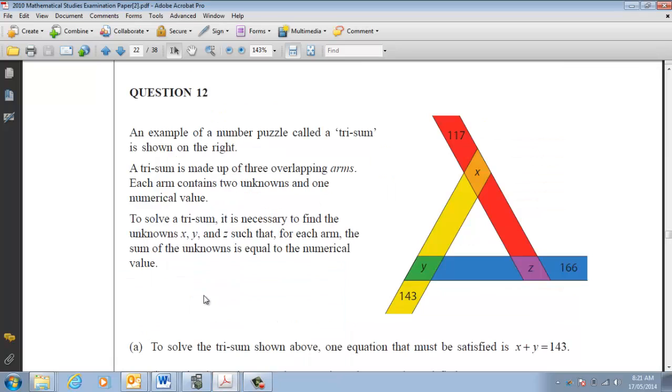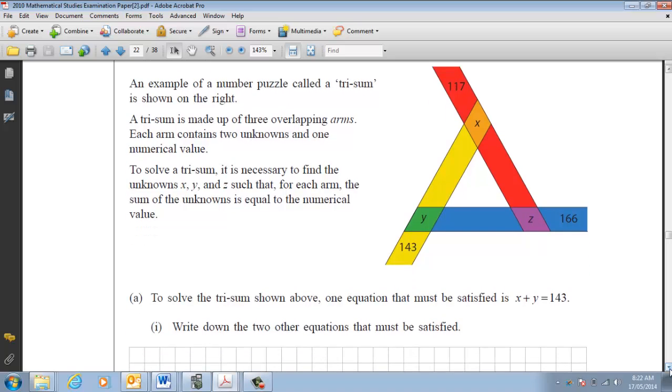In the 2010 exam, they have this thing called a trisum, and again it's a bit like the magic square. They've given you an example, so you say x plus y equals 143. So in other words, I could say something like z plus x equals 117, y plus z equals 166. And those are my three equations that I would need to solve using the information. So again, you'd be expecting something like this. Let's go to another example.